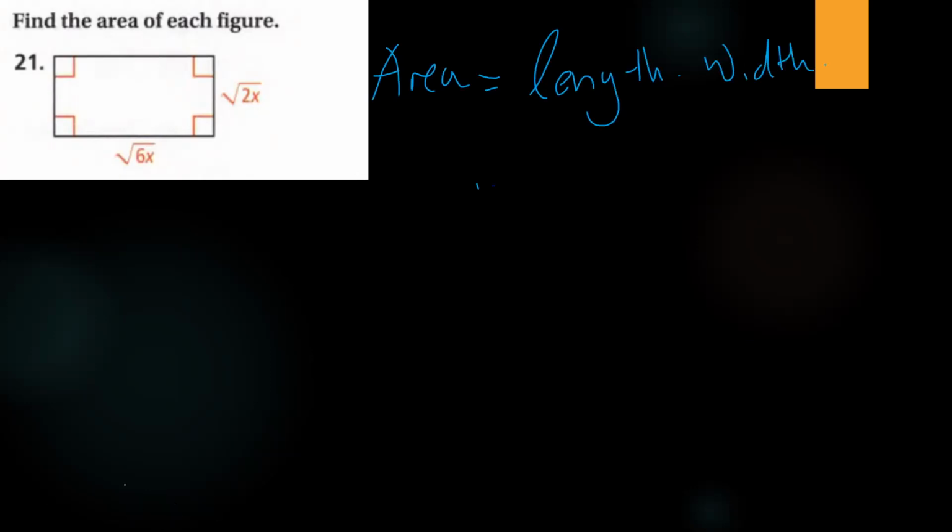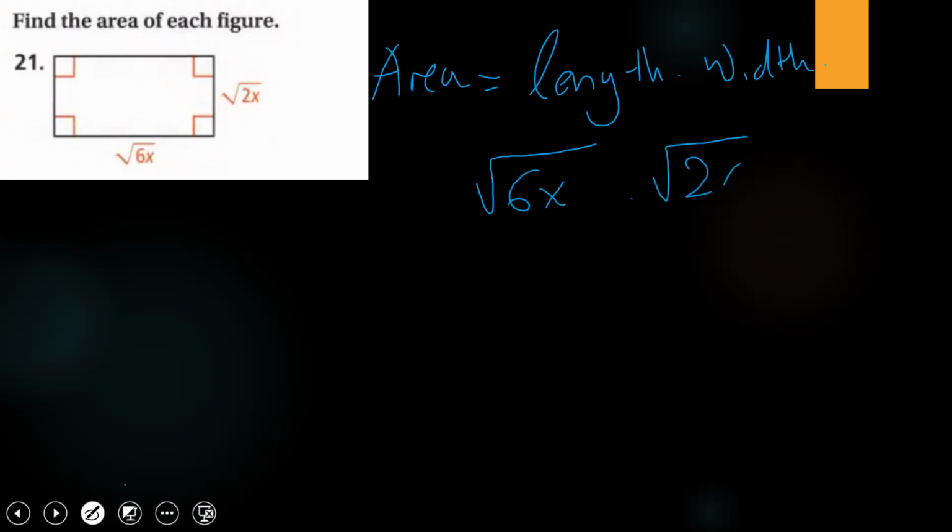As we know before, what is the area of a triangle? Length times width. Bravo. It is the length times the width. Here the length is the square root of 6x and the width is the square root of 2x. Here we have to multiply the radicals.